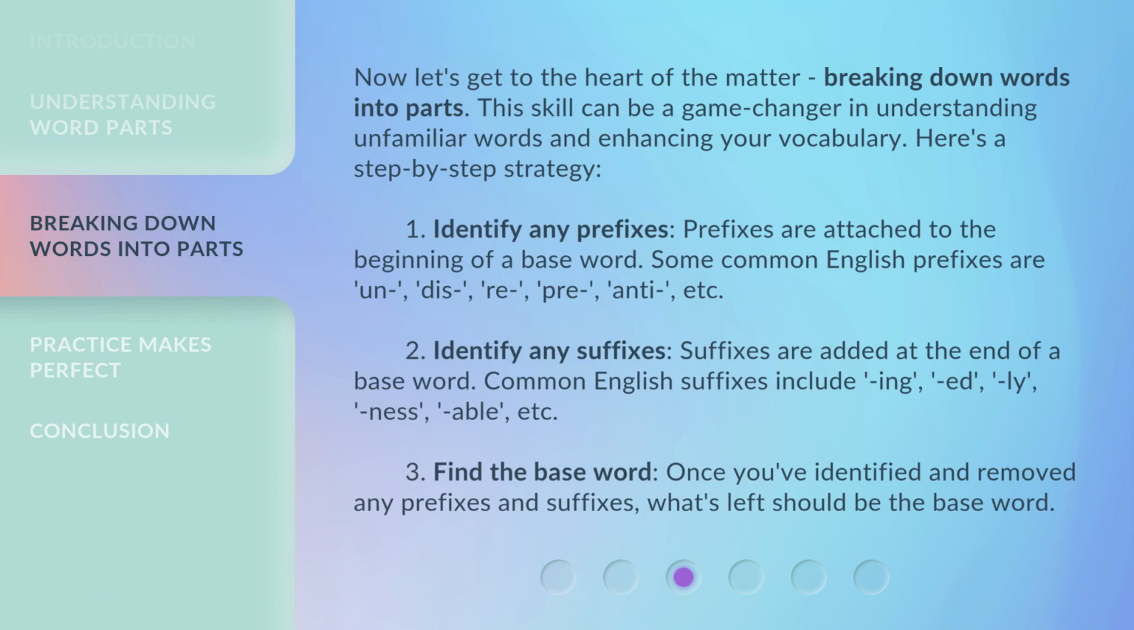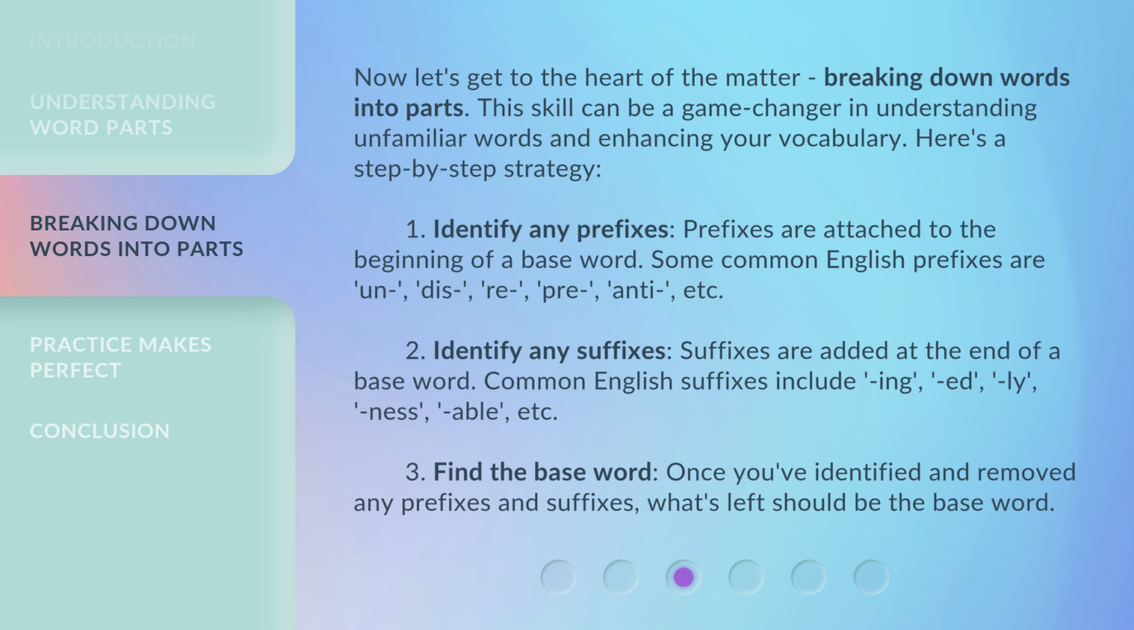Now let's get to the heart of the matter, breaking down words into parts. This skill can be a game changer in understanding unfamiliar words and enhancing your vocabulary. Here's a step-by-step strategy. 1. Identify any prefixes. Prefixes are attached to the beginning of a base word. Some common English prefixes are un, dis, re, pre, anti, etc.